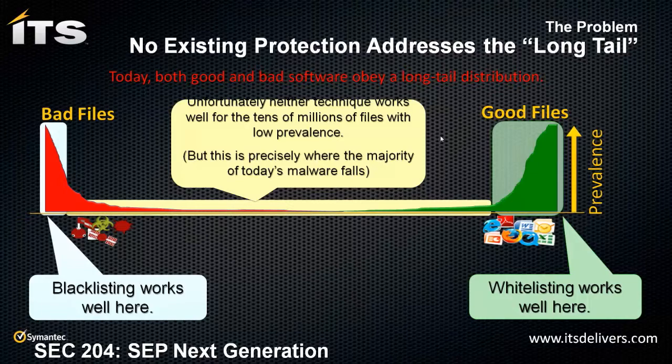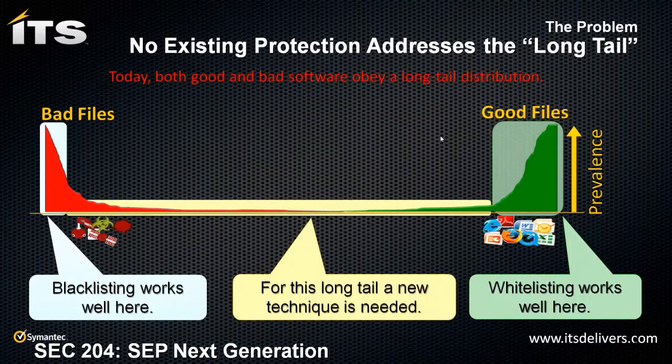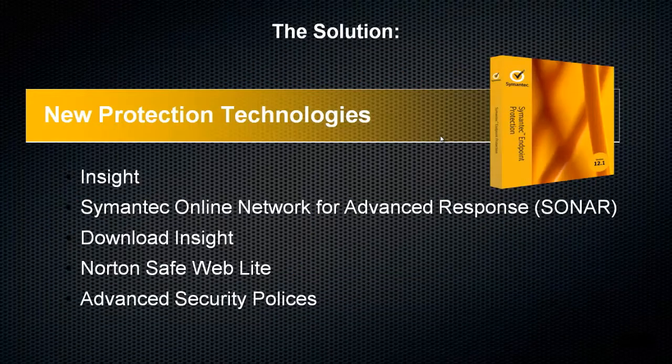And this is where the majority of that malware falls. So I can blacklist the known bad ones and get a small portion of the files, or whitelist the good files and get a small portion. But all that stuff in the middle that might be good, might be bad, is what I miss. So this is what Symantec is working on addressing, this what we call the long tail portion of security and endpoint protection. So the solution is these new products, and we'll talk about a couple of them.